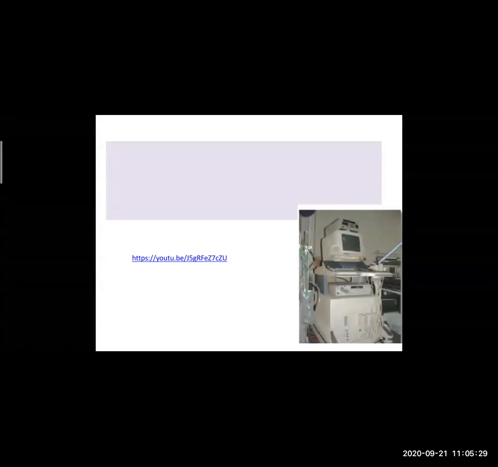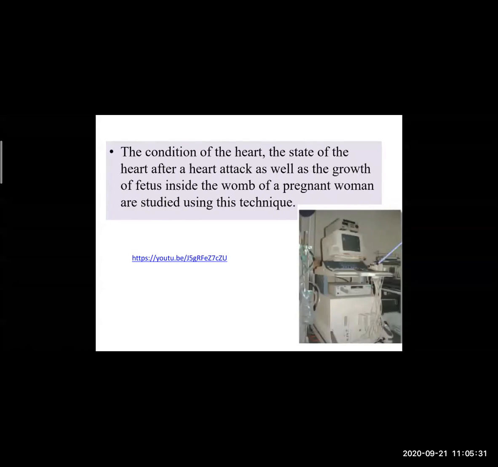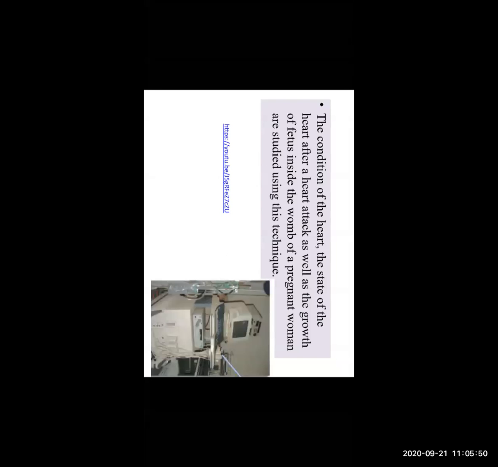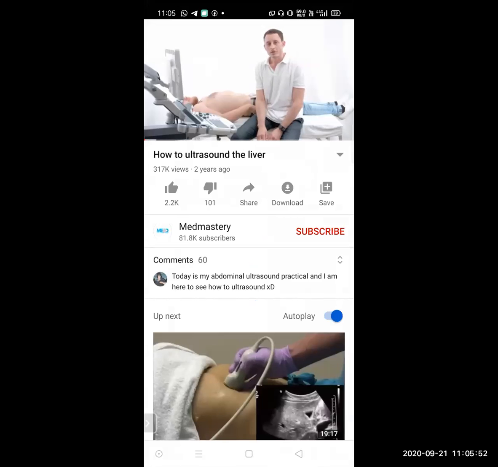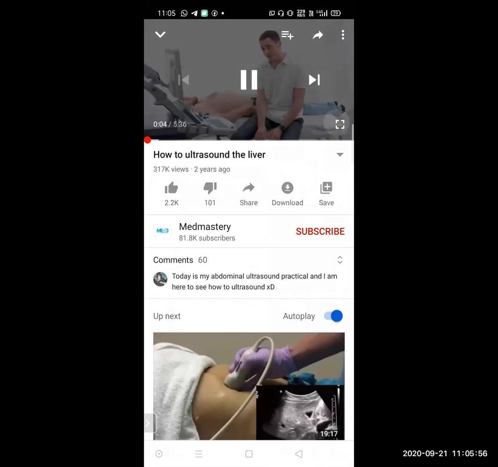So this is the sonography machine, and the state of the heart after a heart attack, as well as the growth of the fetus inside the womb of a pregnant woman, are also studied using this technique. So there is again one short video. I'm going to show you the standard ultrasound evaluation of the liver.